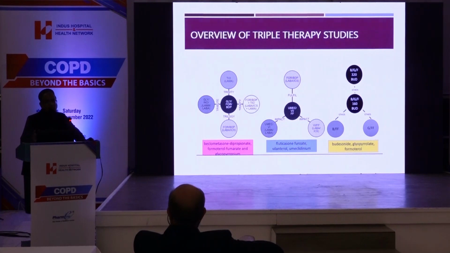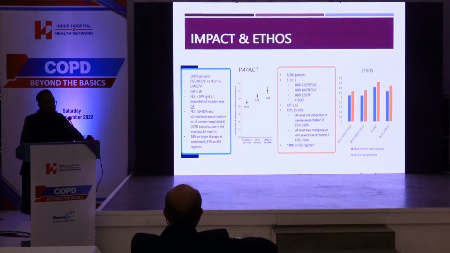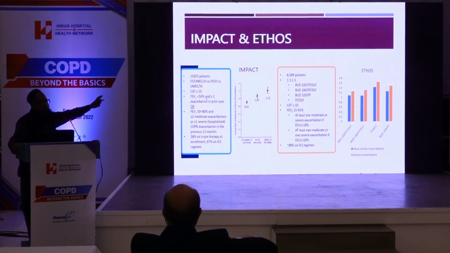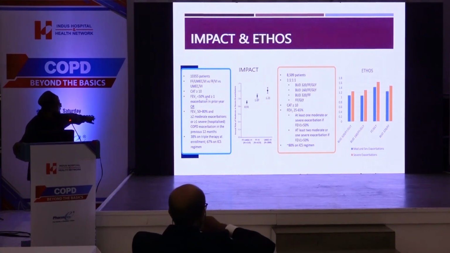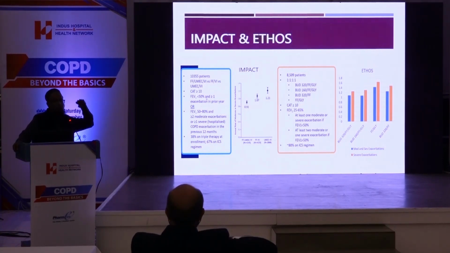So that's why triple therapy has gained so much importance, because before 2021 no pharmacological intervention had a mortality benefit. So mainly these are the two trials, IMPACT and ETHIOS, that show a mortality benefit. IMPACT has more than 10,000 patients, ETHIOS more than 8,500 patients. In ETHIOS they used 2 dosages of budesonide. IMPACT is on beclomethasone, and they compared triple therapy with either inhaled corticosteroid or LABA or a LABA-LAMA combination.